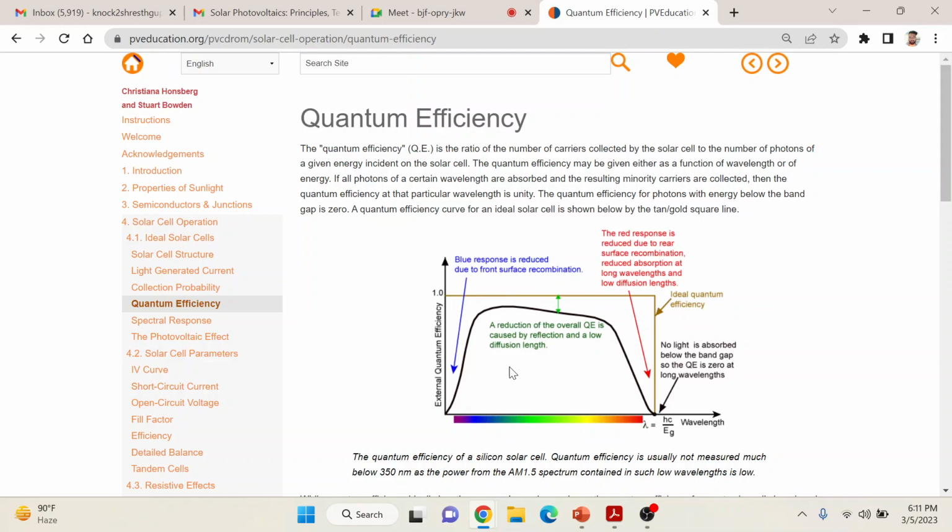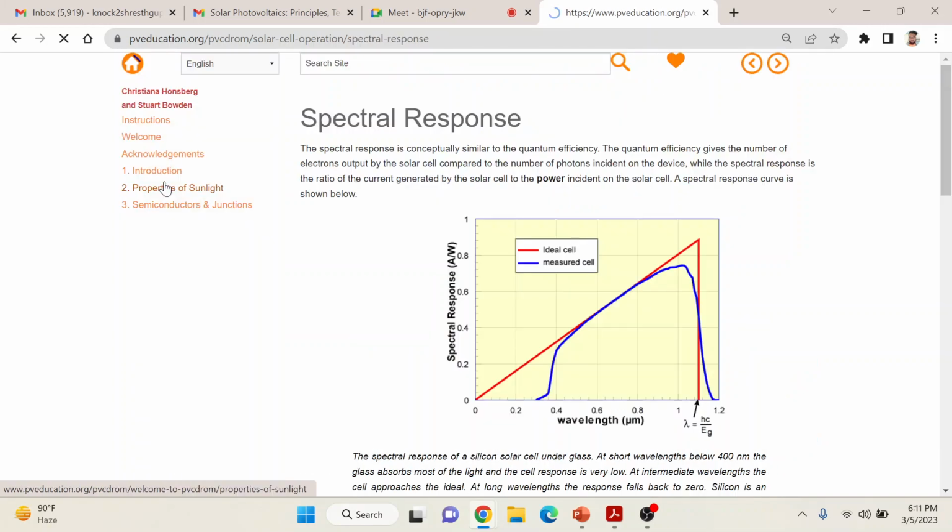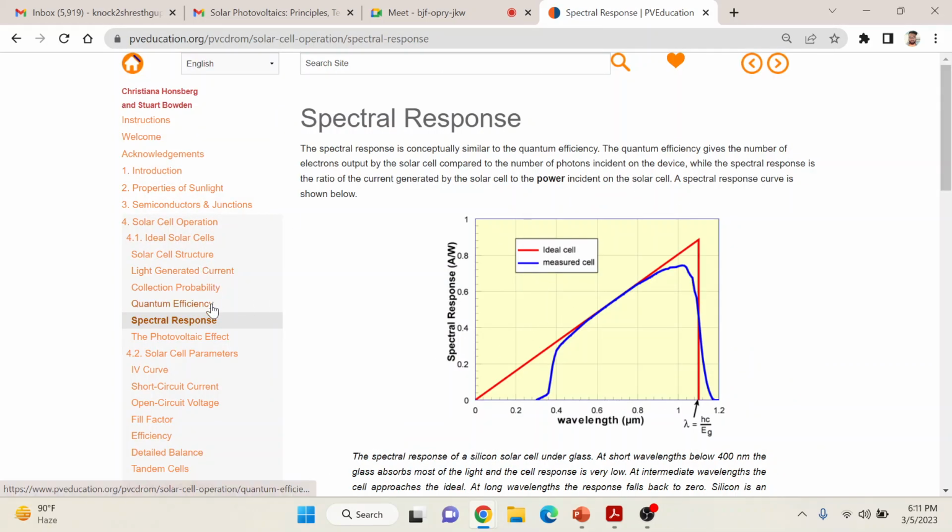If you see this, the blue response is reduced due to front surface recombination. The red response is reduced due to rear surface recombination, reduced absorption at long wavelengths, and low diffusion lengths. This is the ideal quantum efficiency curve. Here no light is absorbed. You can see this is for a silicon solar cell. Then there is this spectral response, which you can go through.